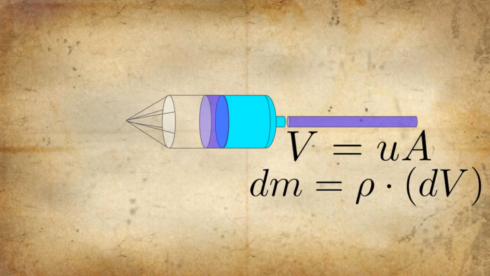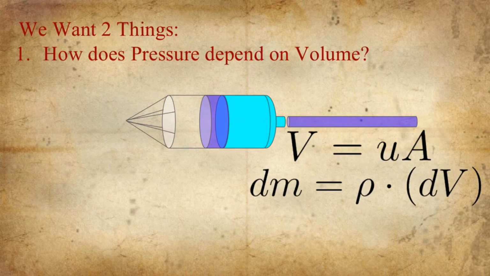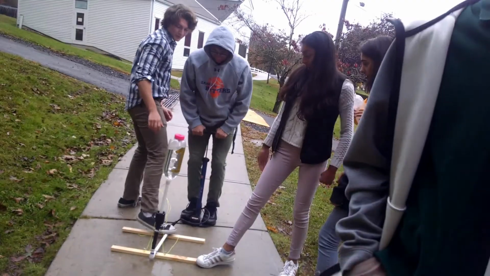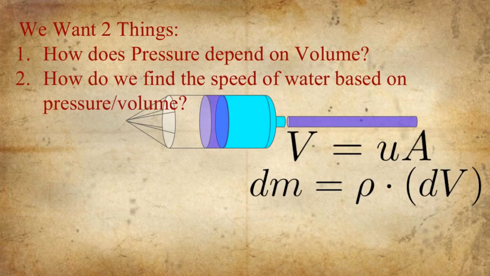This is part 2 of How Do Rockets Work. We're going to be looking at, remember, two things. How does pressure depend on volume in the rocket as the air expands and the water is pushed out of the rocket? And the second question is, how do we find the speed of water as it exits the rocket based on the pressure and volume of the air and water in the rocket?